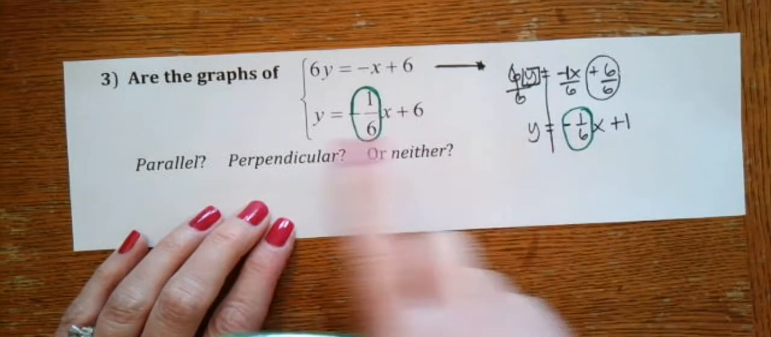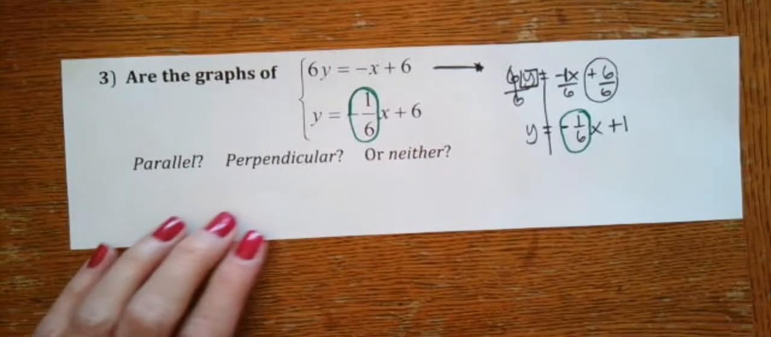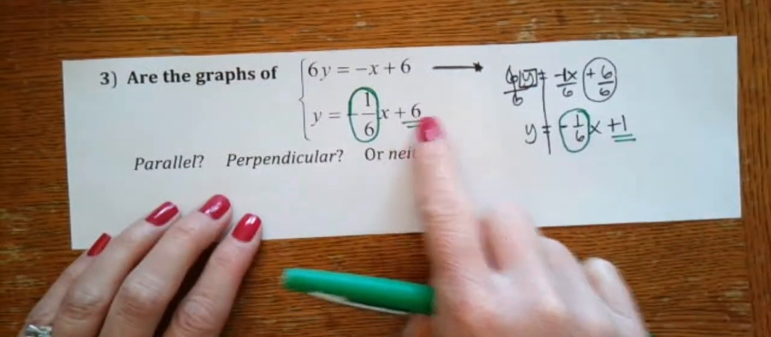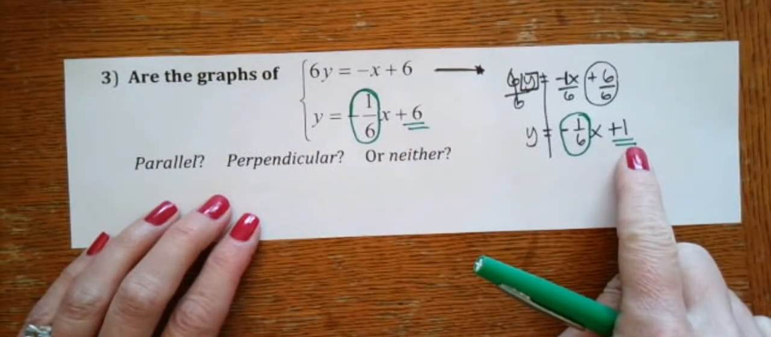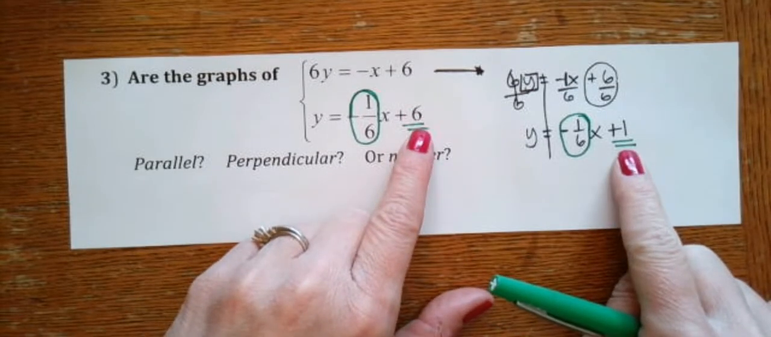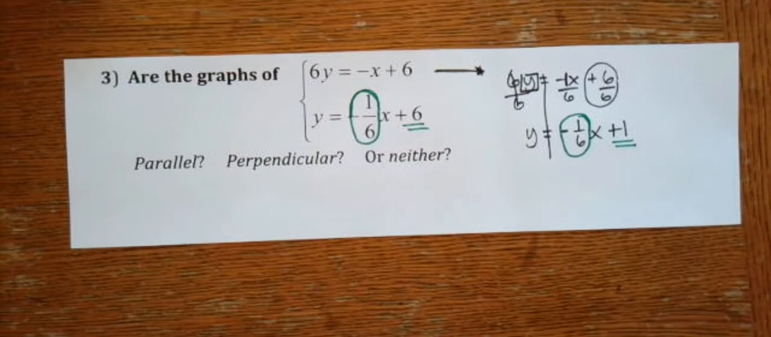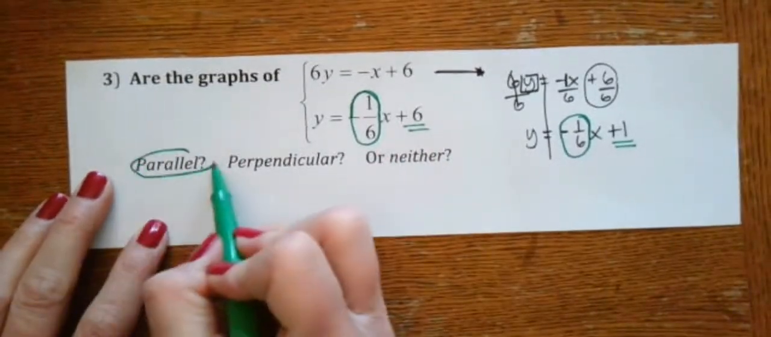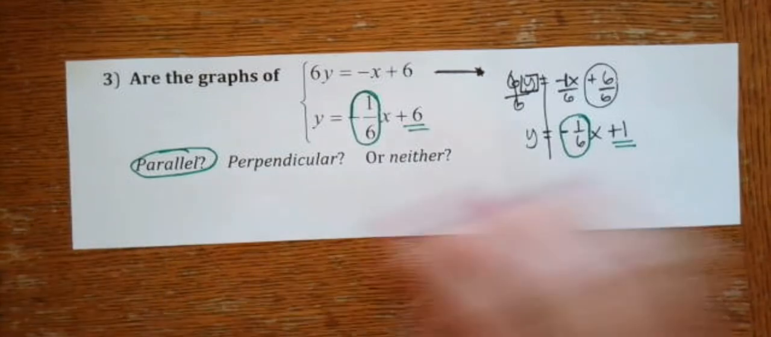So you probably want to say parallel, right? Well, there's one more thing you need to double check. Look at the y-intercepts. To be parallel, they have to have different y-intercepts. If they have the same y-intercept, then they're going to be the exact same line, and they would be on top of each other. They'd be coinciding. So they do have the same slope, different intercepts. So yes, they are parallel.